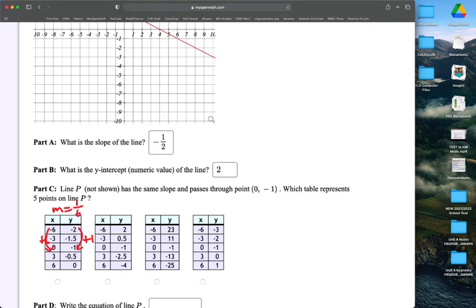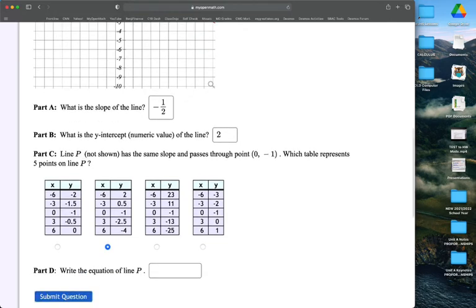So I'm going to continue working my way down the tables, and I'll use the same strategy. To go from positive 2 to negative 1, we have to subtract 3. To go from negative 6 to 0, we have to add 6. And so we have negative 3 over 6, which is negative 1/2. So already I have now found the table that has the same slope as the graph line up above, and also goes through that point (0, negative 1). So that would be that.